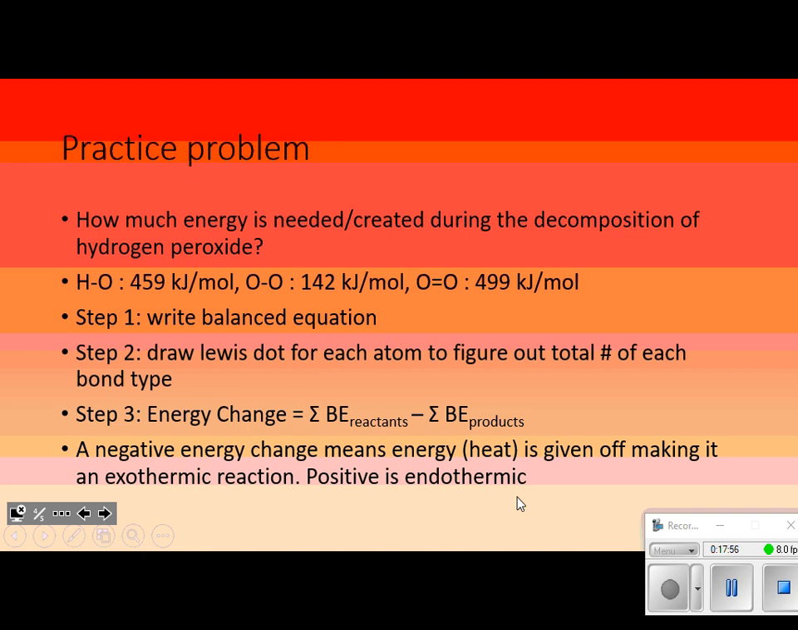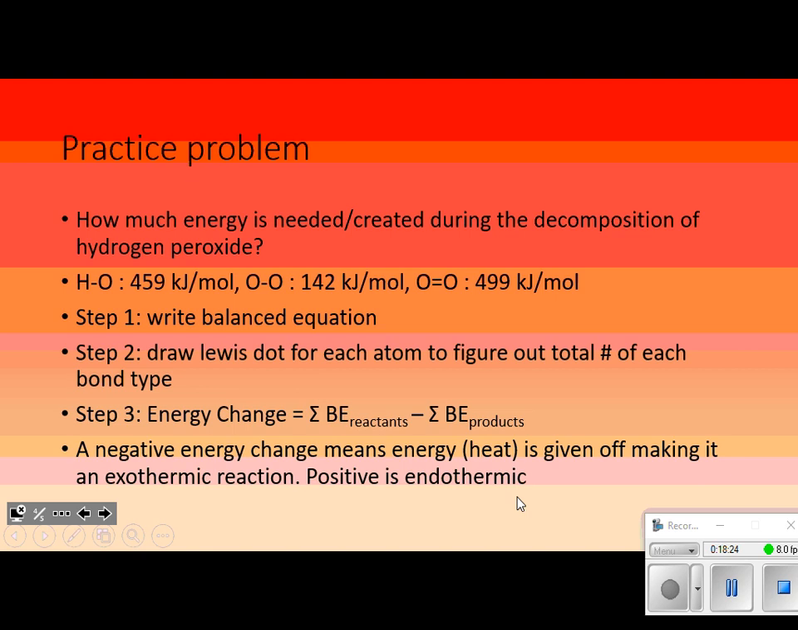An endothermic reaction means more heat is put in than given off. So there's a net input of energy. Every chemical reaction has reactants that require energy to break apart and products that give off energy when they form. But if there's more input than output, it's endothermic.